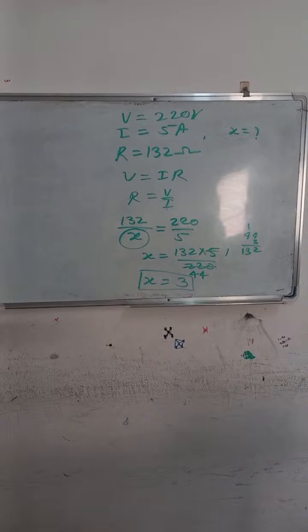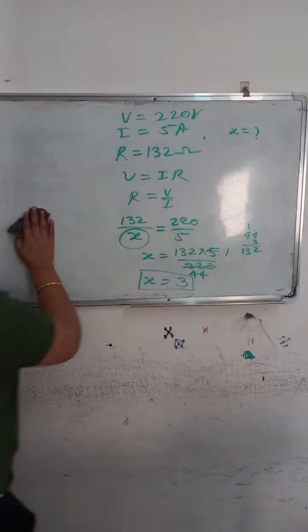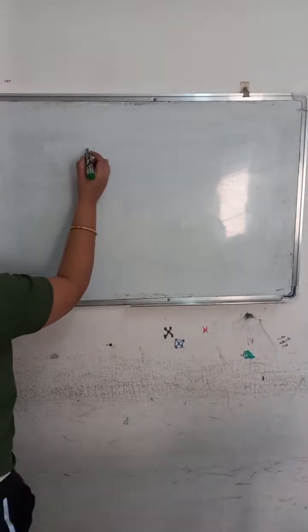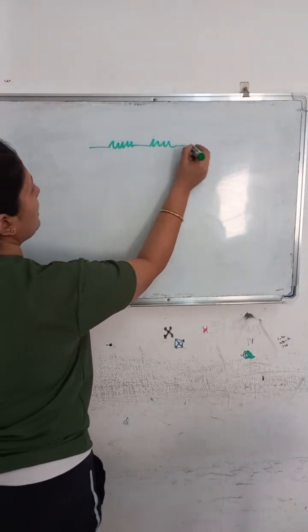Consider the following circuit. What would be the readings of the ammeter and the voltmeter when the key is closed? Give the reason to justify your answer.